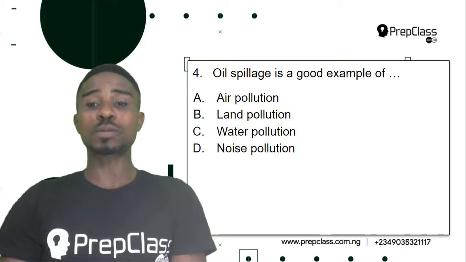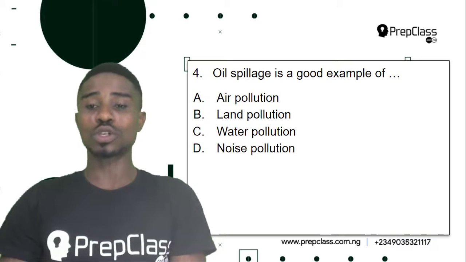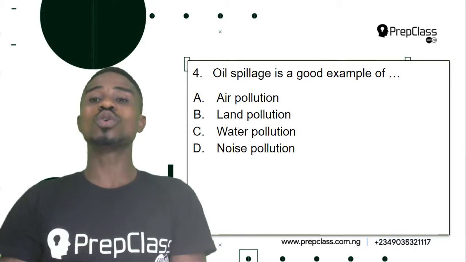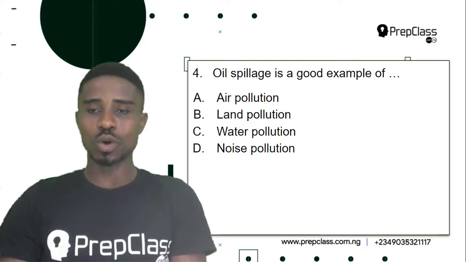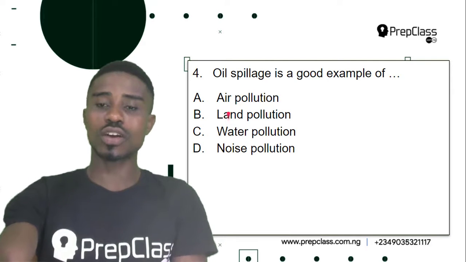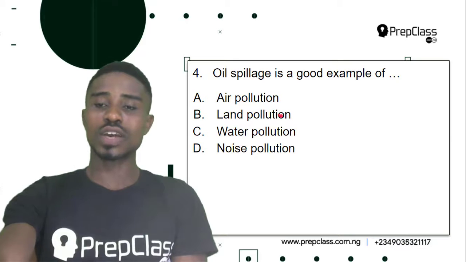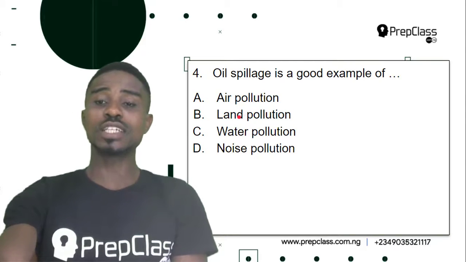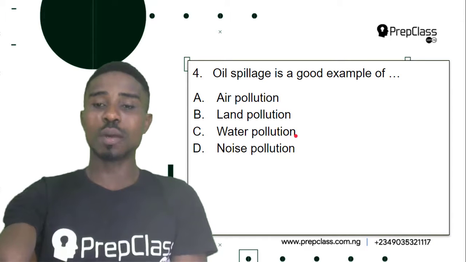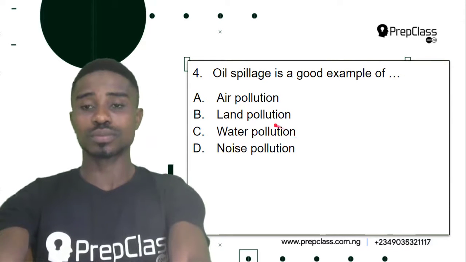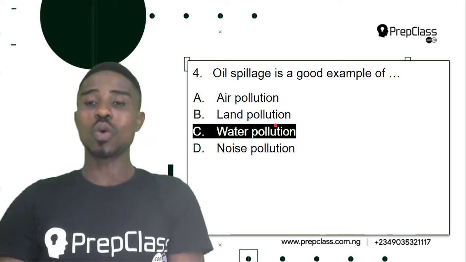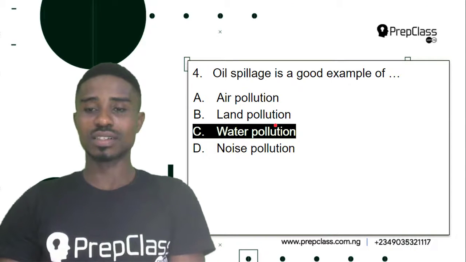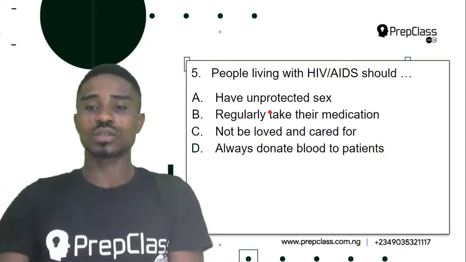Our correct answer will be option C, water pollution, because oil spillage is the careless release of oil or petroleum into the water body. So option A, air pollution, is not the correct answer, neither is B, although oil can be spilled on land, but specifically oil spillage has to do with water pollution. Let's check it out. Option C, water pollution, is our correct answer. Let's look at the next question.